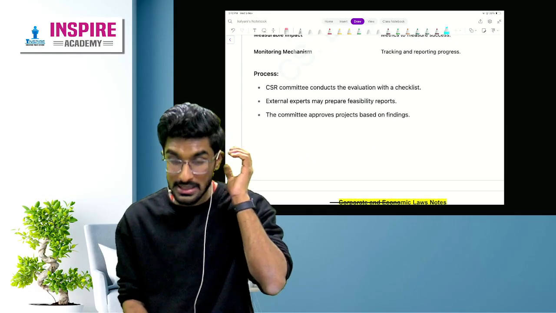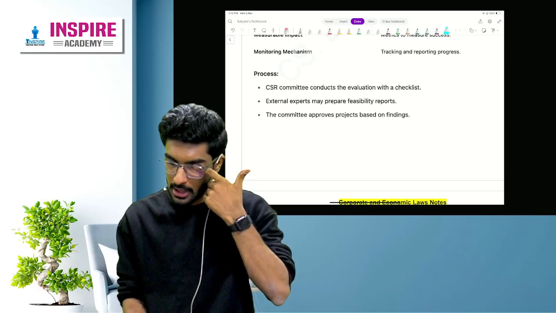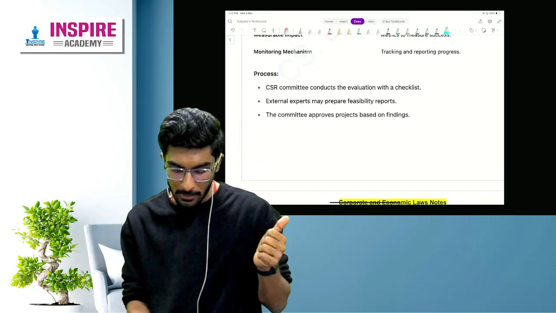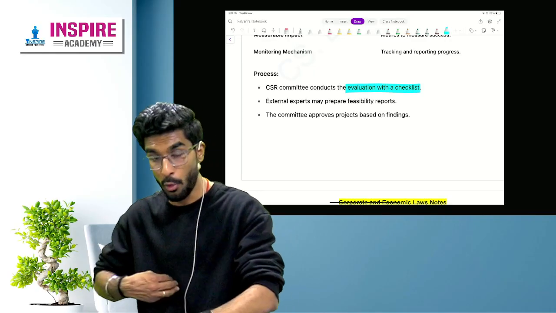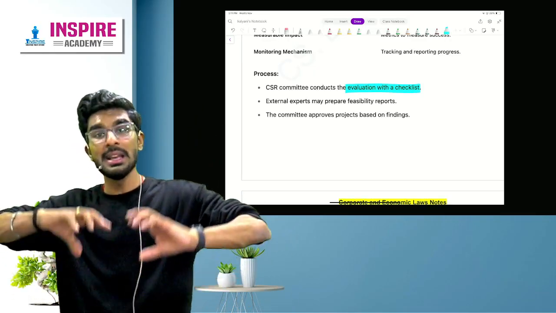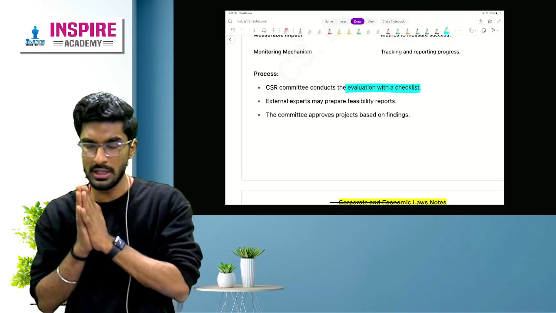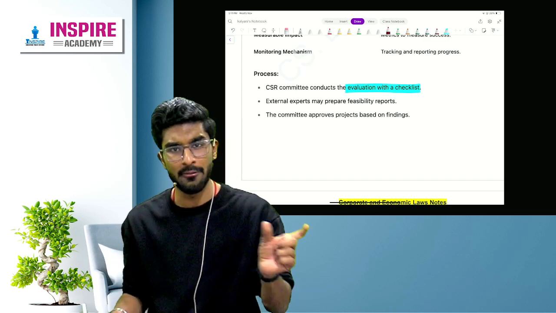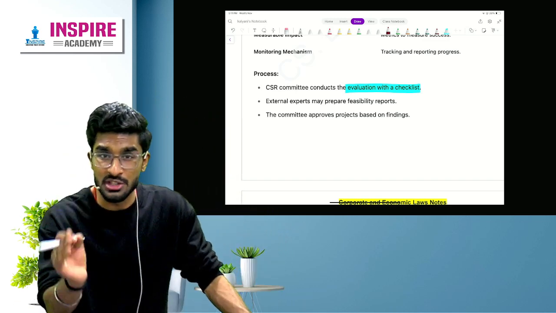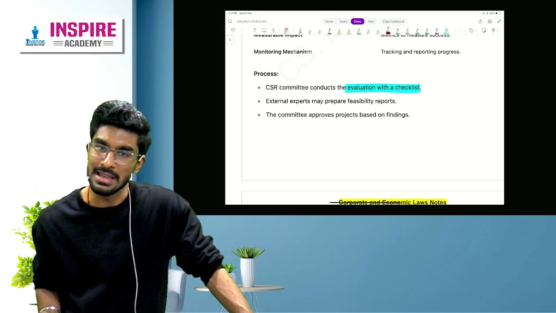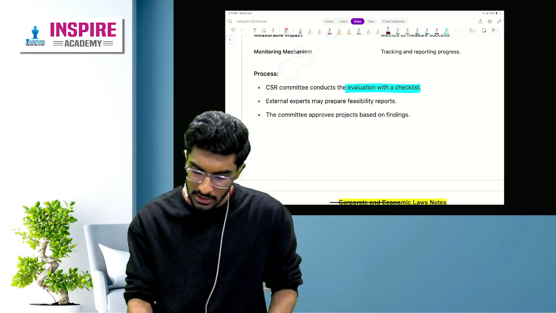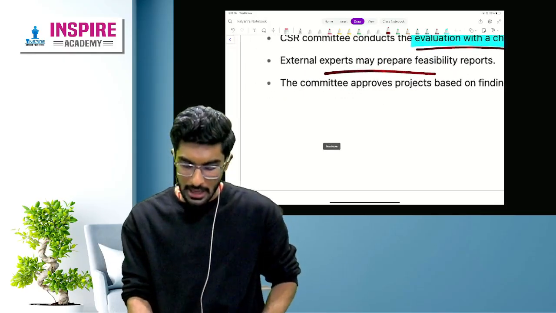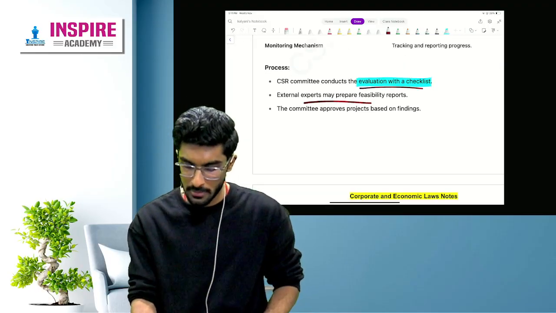Then process is CSR committee. People, we are going to understand in the accounts and audit subchapter what is the meaning of CSR committee. Okay. So the CSR committee conducts the evaluation with the checklist. So basically, the board outsources their CSR related work to a committee of directors. Yes or no? And that committee of directors is called the CSR committee. Like we have audit committee, we have NRC committee, like we have risk management committee, we have stakeholder management committee. In the same way, we also have CSR committee. So they conduct evaluation with a checklist, and then external experts may prepare the feasibility reports like auditors and all. And then the committee approves the project based on the findings.